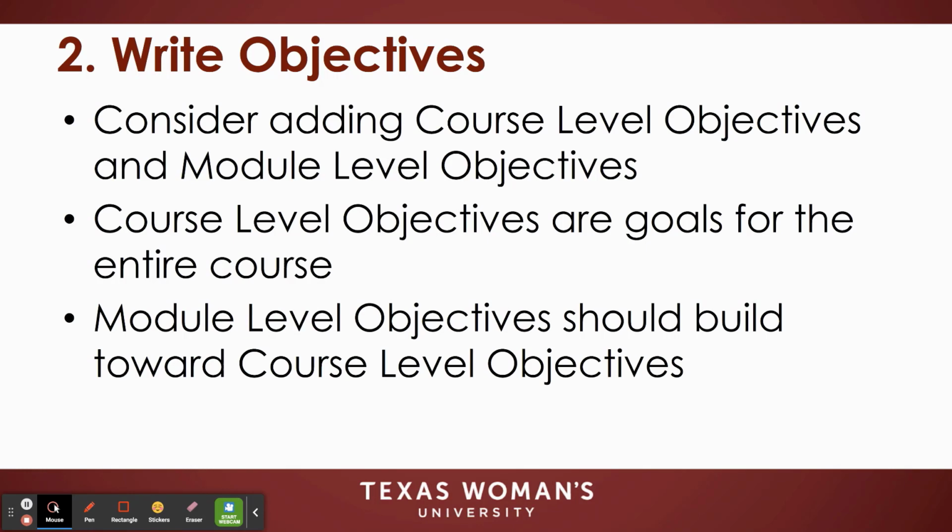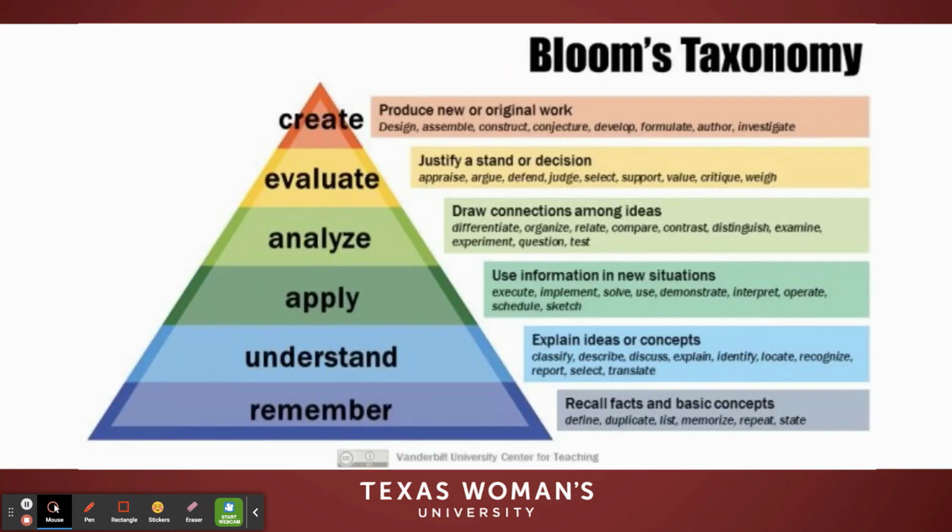Use your more general mission statement to write your more specific course objectives. A well-designed course should include both course level objectives and module level objectives. Course level objectives are the goals for the entire course. Effective objectives lay out measurable actions for your students. Examples of words that are not measurable include learn, know, and understand. I've included a table on this slide to help you think about some measurable verbs using Bloom's taxonomy. For example, if you want students to understand something, then choose, describe, discuss, or explain to begin your objective.